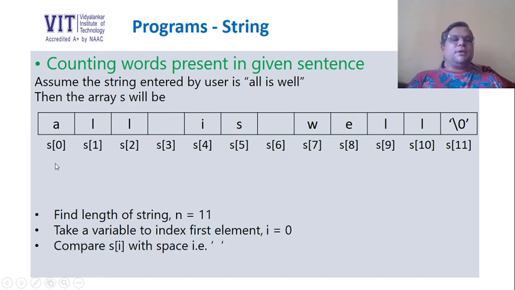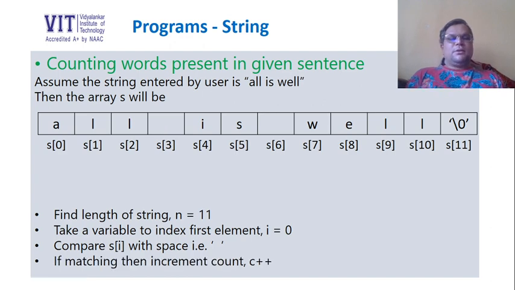Then, we will compare S[i] with space. Is it equal to space? Because we know the number of words present in the given sentence will always be one more than the number of spaces. Since this sentence "all is well" consists of two spaces, 1 and 2, the number of words present in this particular sentence is 3. So our aim is to search for a space, and if we get a space, then increment the counter. We will compare S[i] with the space character. If matching, then we will increment our count, that is c++.